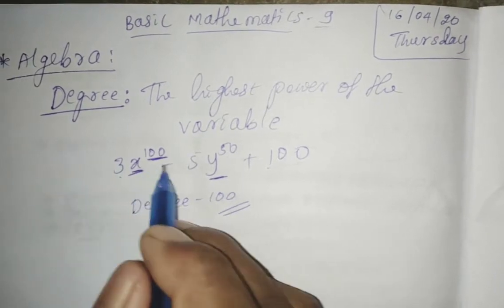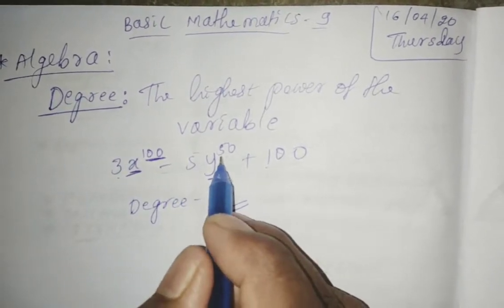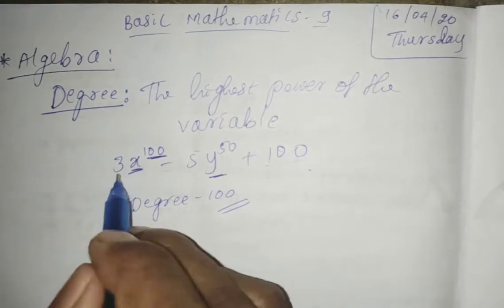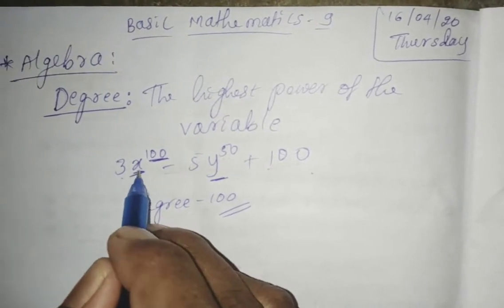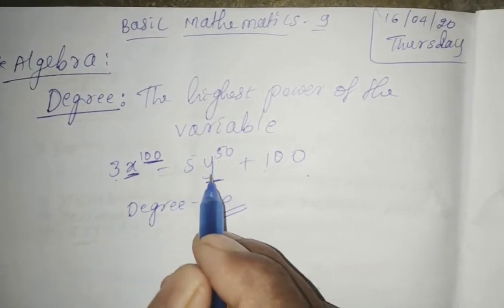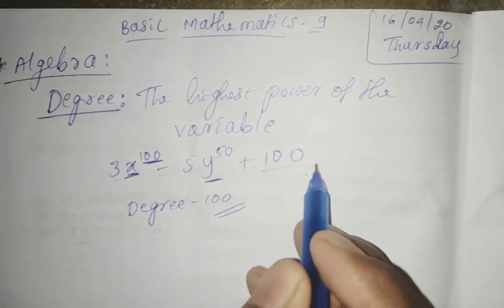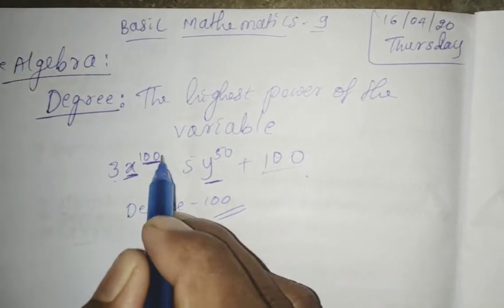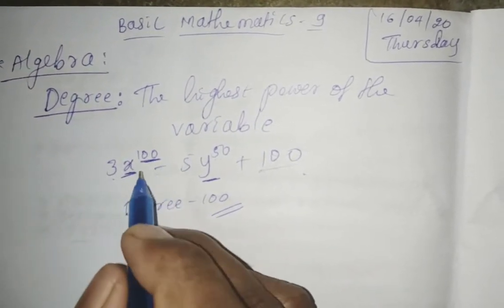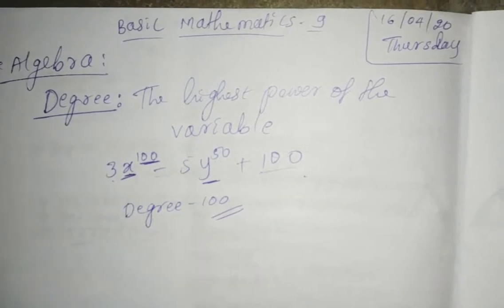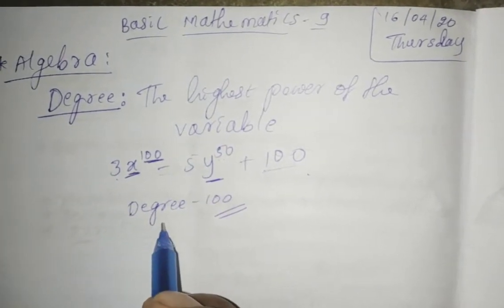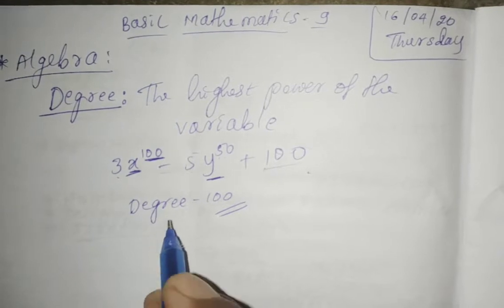So 3x raised to 100 minus 5y raised to 50 plus 100 is there. So 3 is the coefficient of x, minus 5 is the coefficient of y raised to 50, and this is the constant one. So the highest power is 100, so the degree of this algebraic expression is 100. Okay now? So then shall we go for the next topic?